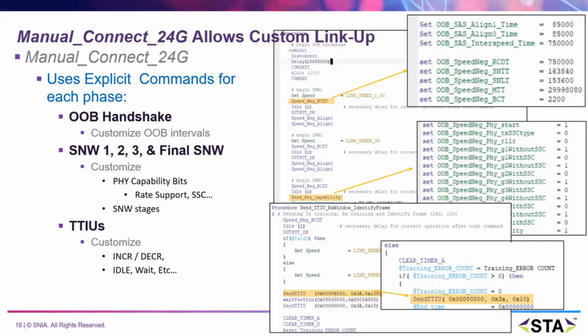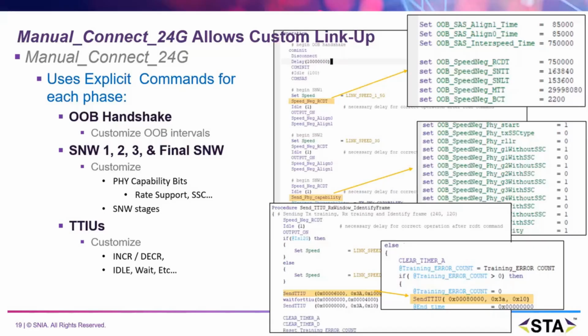Having an exerciser with complex control over OOB handshaking, SNW parameters, and TTIU frames is critical for testing and validation. It allows engineers to simulate edge cases, inject faults, and verify how devices respond to non-standard or stress conditions. This level of control is especially important for conformance testing, which ensures that the devices behave according to the SAS specification as defined by the T10 Technical Working Committee.